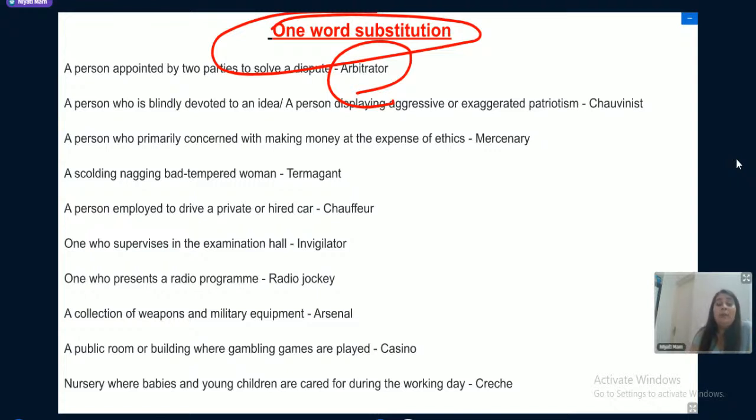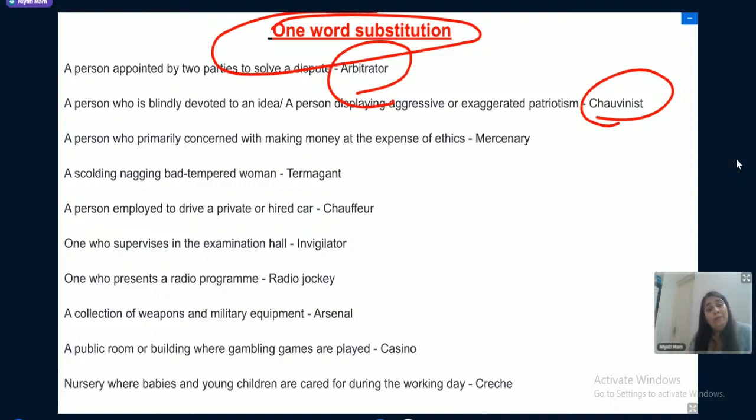A person who is blindly devoted to an idea, a person displaying an aggressive or exaggerated patriotism. Okay, a person who is following something madly, a big fan of something, who blindly believes in it, devoted to something, is known as a chauvinist. Its pronunciation is chauvinist.